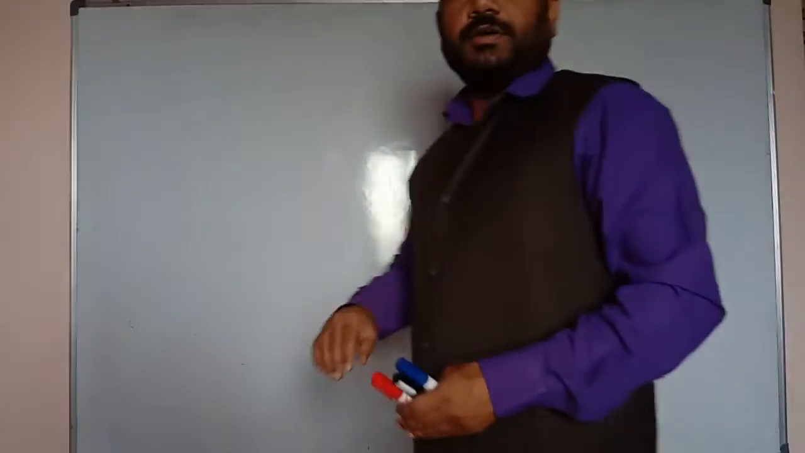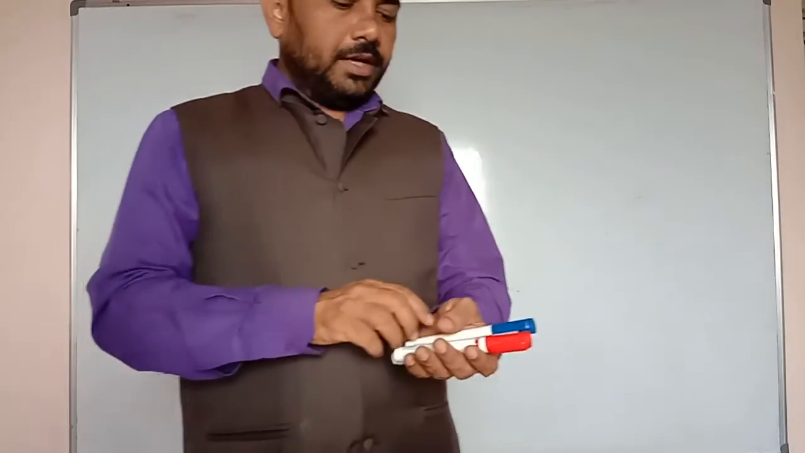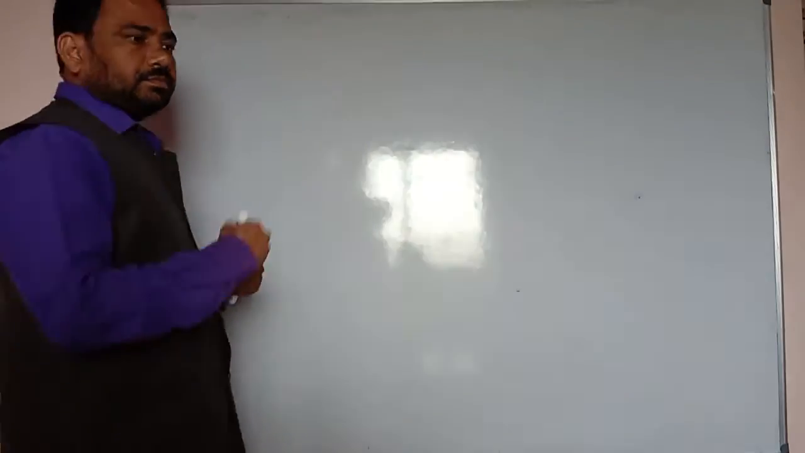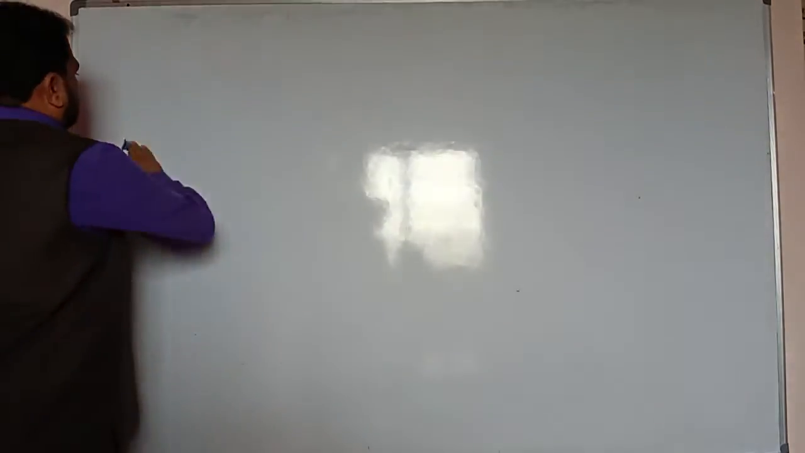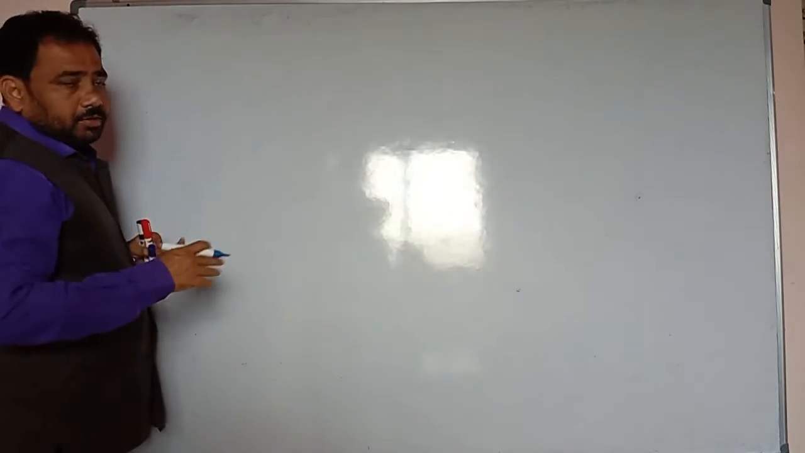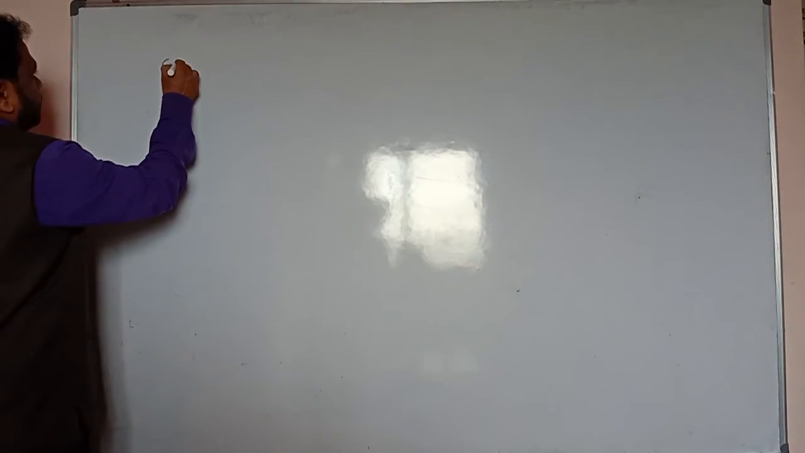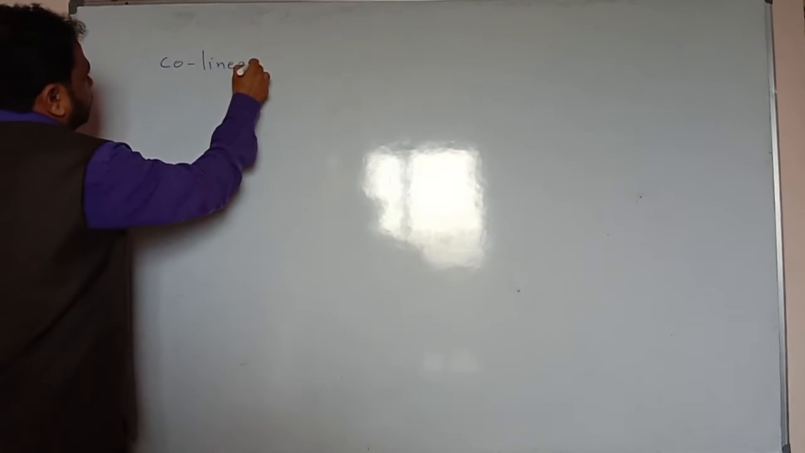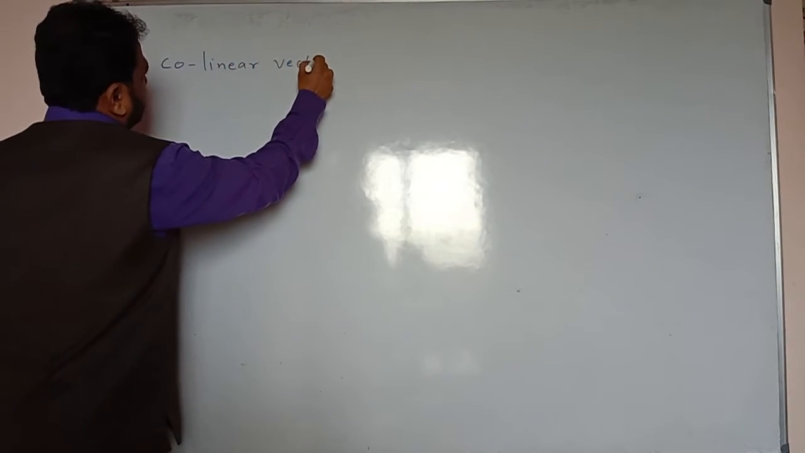Hello students, good morning. So today we have to discuss the co-initial vectors. Already we have discussed the co-initial vector. So the next vector is co-linear vectors. Which vectors are called co-linear?